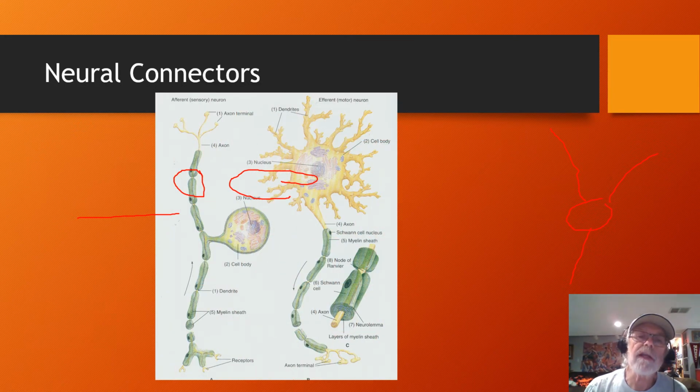And again, this is just looking at, let me get rid of these marks that I made before. Whoops. There we go. We're getting rid of those.